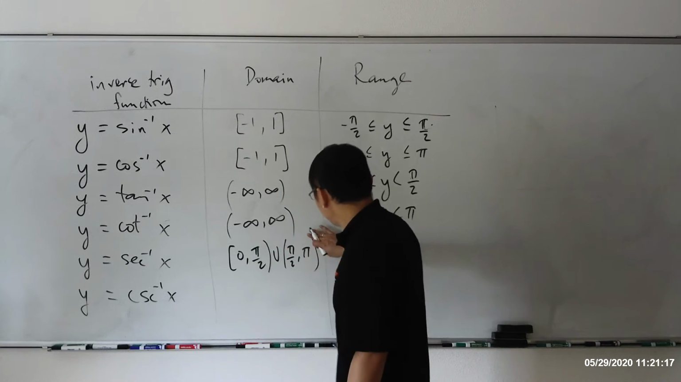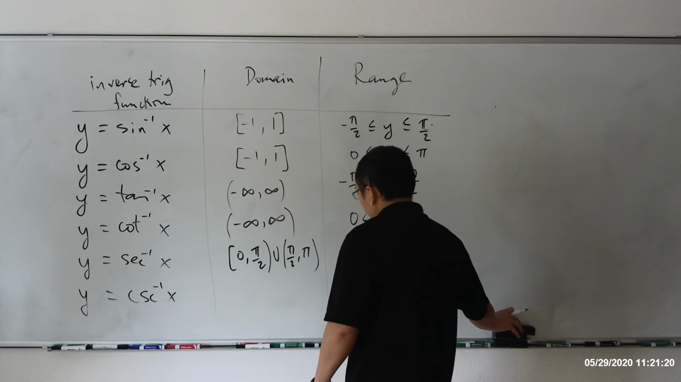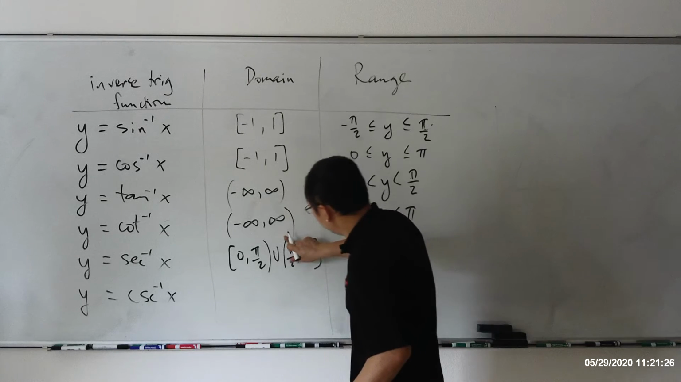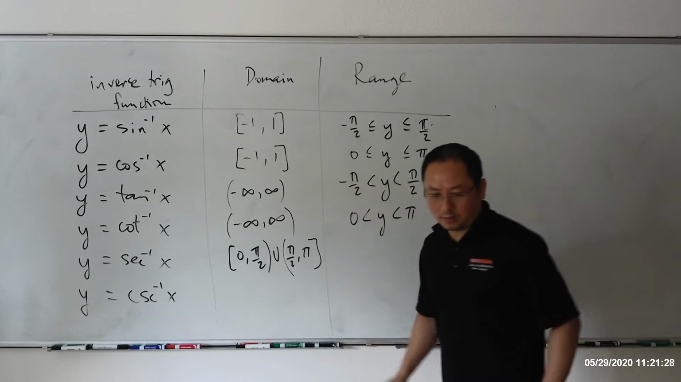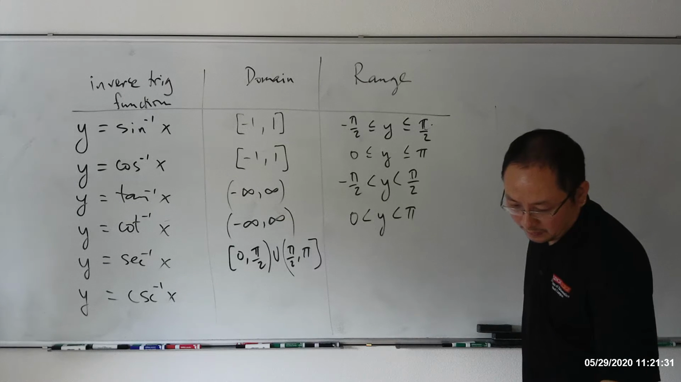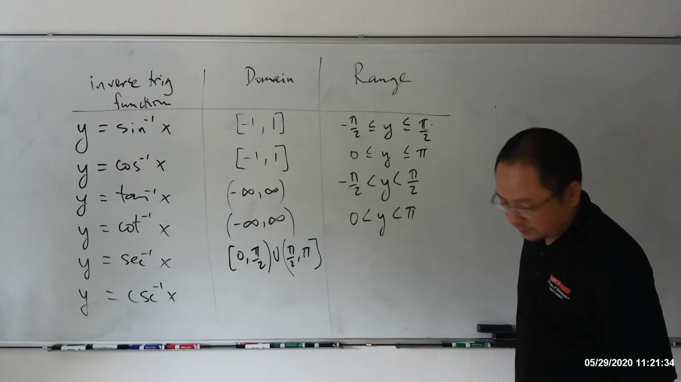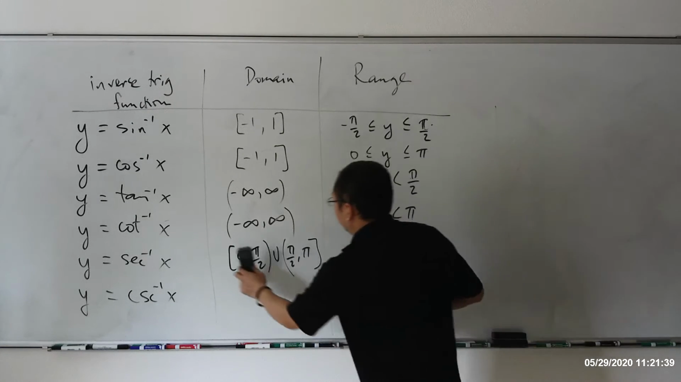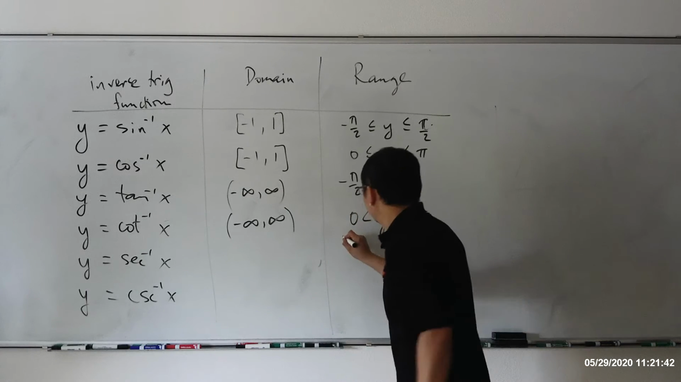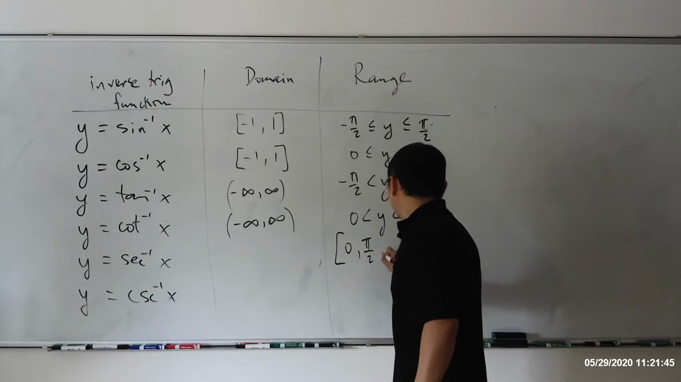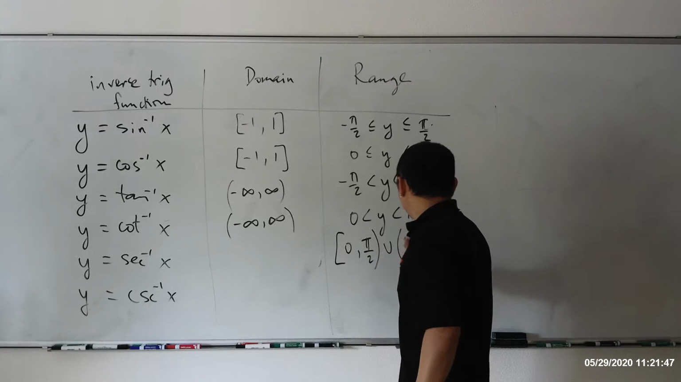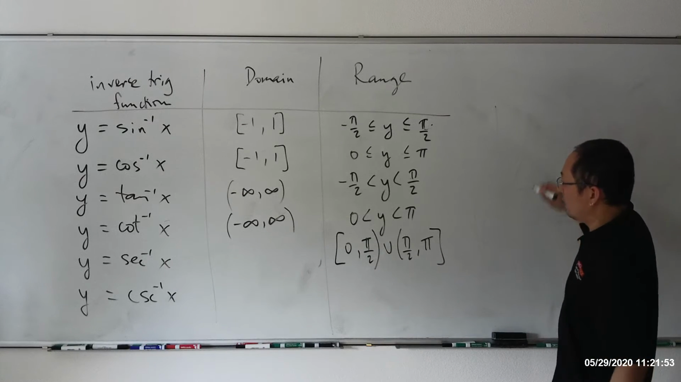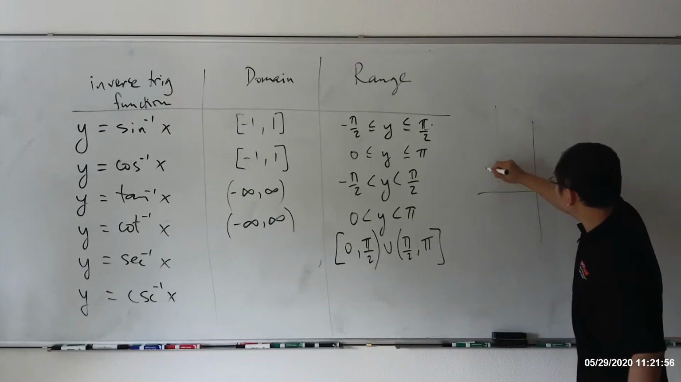See, you got a square bracket right here. Okay, and this is parenthesis. Okay. I'm sorry, I wrote it wrong. It's going to be the range, not the domain. This is right here: 0 to pi over 2, and union from pi over 2 to pi. It's going to be the range, because remember the graph of cosine, right? Yeah, the graph of cosine.